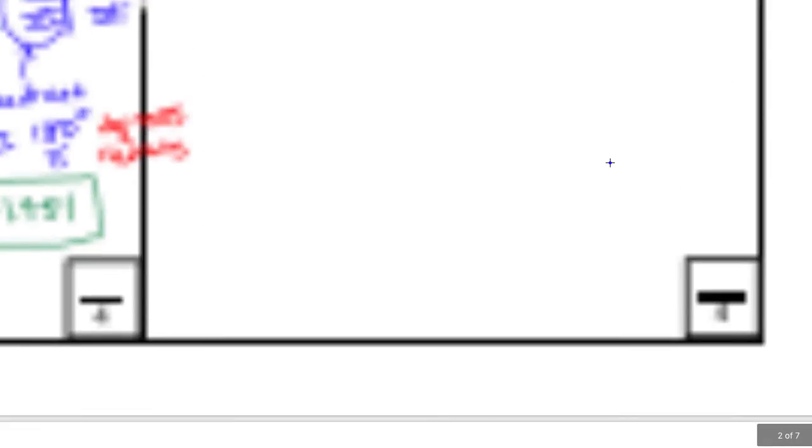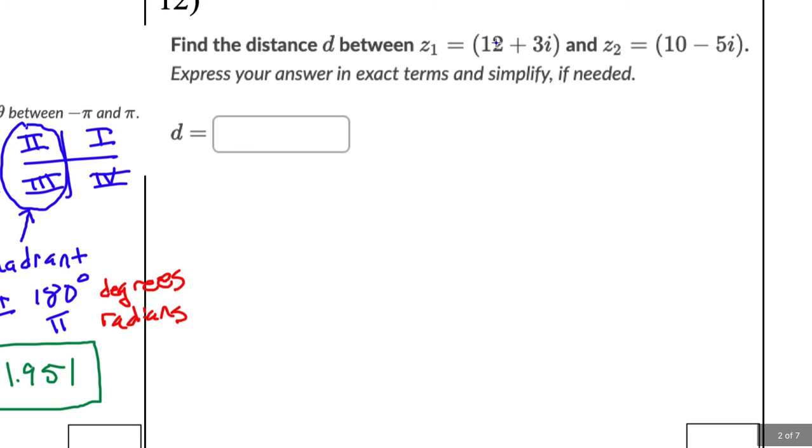So here we go. In order to get from 12 to 10, I need to subtract 2. In order to get from positive 3 to negative 5, I need to subtract 8i. Again, going from Z1 to Z2, those are the two operations that I need to do, which means I need to go 2 left and 8 down.